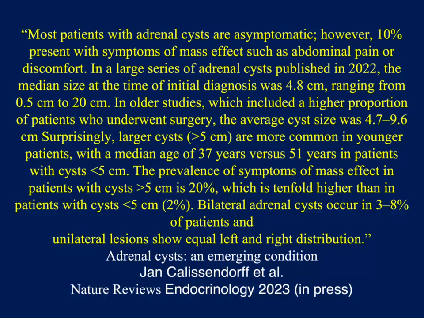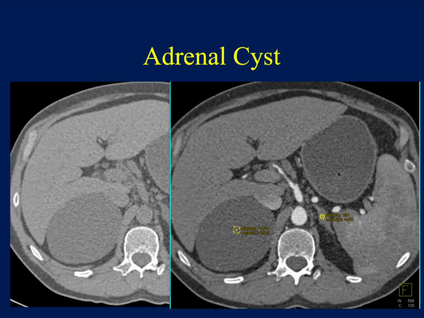The same thing is true with myelolipomas. There you can get pain. The concern more is of bleeding, and so a myelolipoma of the adrenal over 5 cm will typically be operated on. In this article, the prevalence of symptoms of mass effect in patients with cysts over 5 cm was 20%, which is tenfold higher than in cysts under 5 cm. Okay, so I think the point is that sometimes you will have to operate even though you know it's a benign lesion just because the patient is symptomatic. We know the same thing is true in splenic lesions. We know the same thing is true in liver lesions, and occasionally is true also in renal lesions.